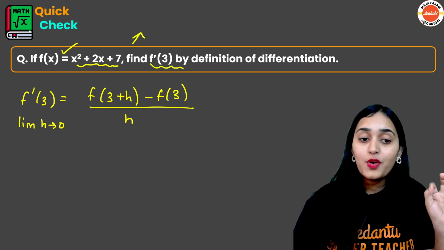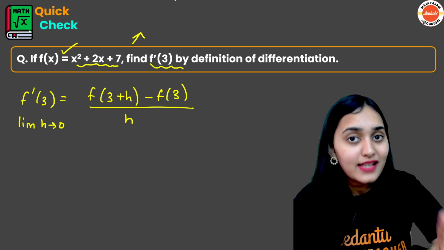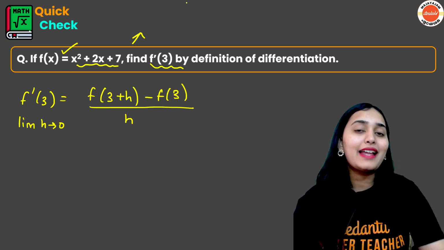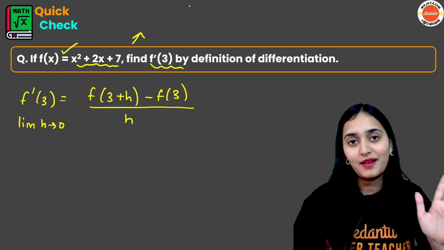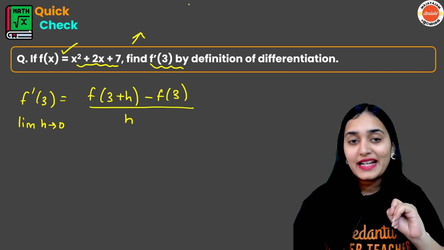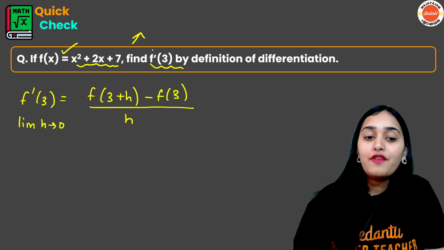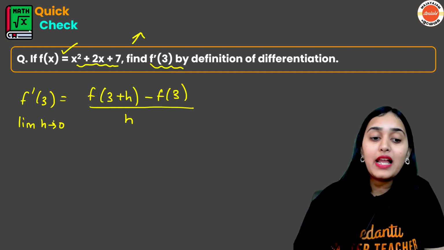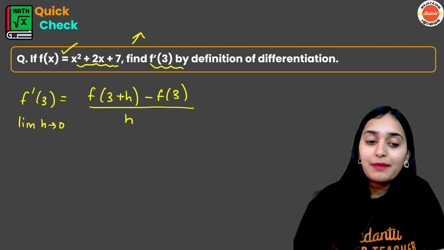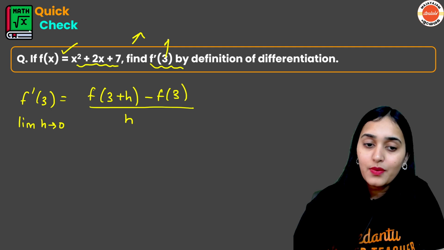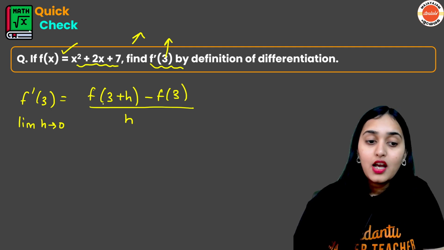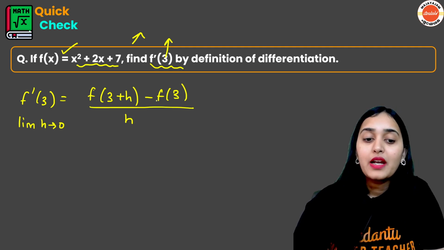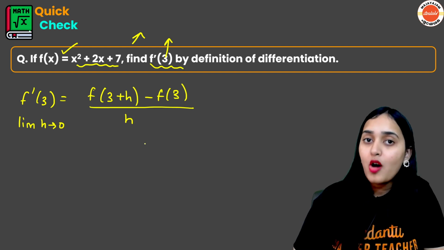Now this type of question has come in the previous year question paper many times. So you should know how to solve it. Now we want f dash of 3. F dash of 3 formula is f of 3 plus h minus f of 3 upon h. So whatever value is written here, just do that.